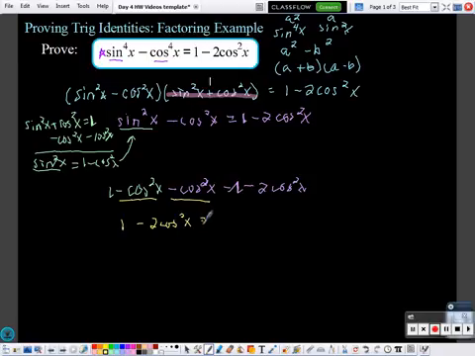And hey, that is exactly what we wanted. We have that on the other side. So then we are all done. That's an example of how you might use factoring to do a trig identity proof.